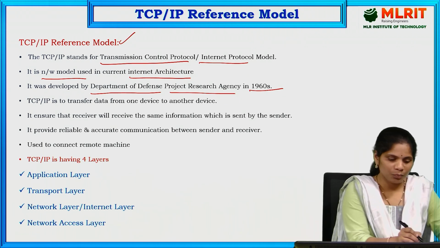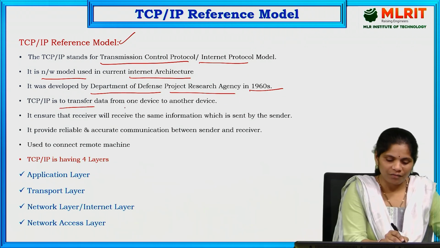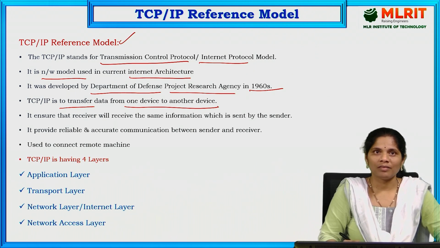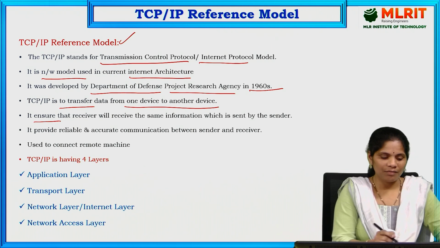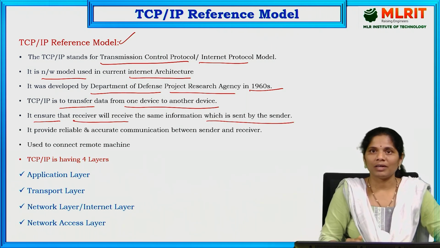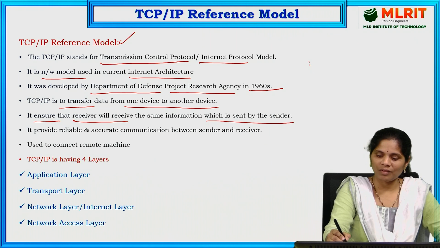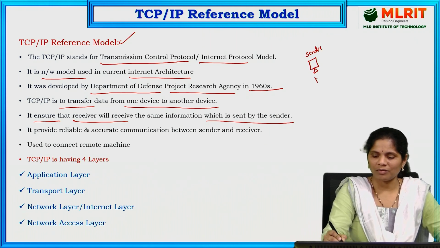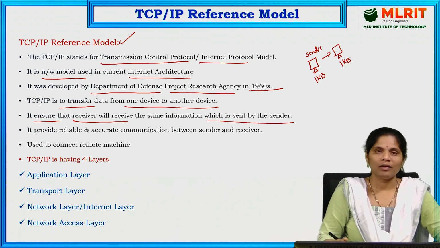And next, its main aim is to transfer data from one device to another device. That is the main aim of the TCP/IP reference model. And also it ensures the receiver will receive the same information which is sent by the sender. Whatever information the sender is sending, the receiver also receives the same information. Suppose the sender is sending information of 1 KB, then exactly the receiver also receives information of 1 KB only. That is the TCP/IP reference model.